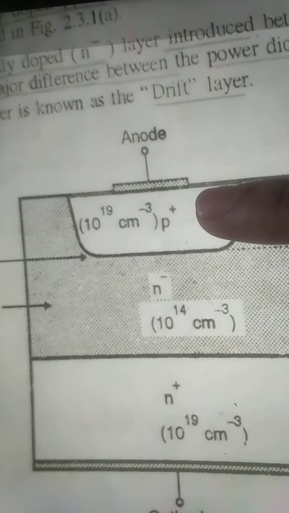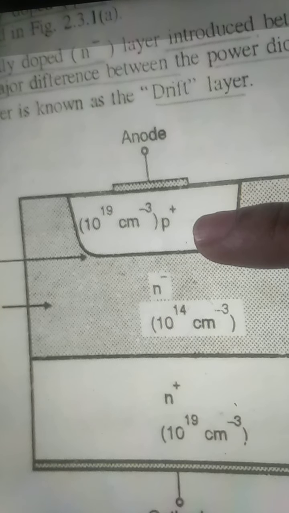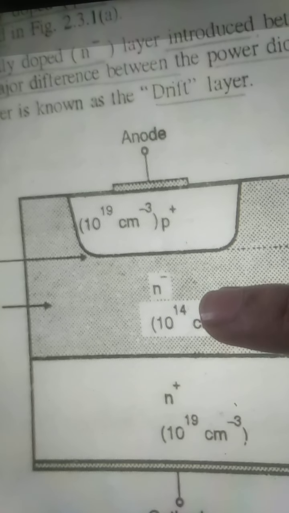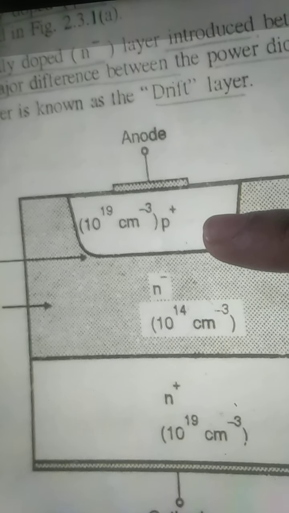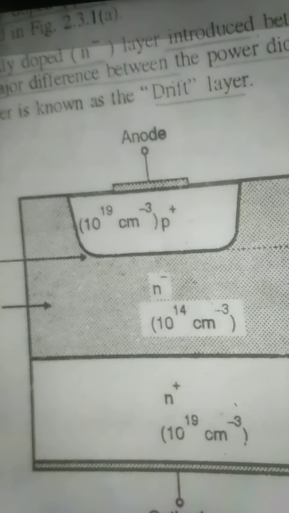Here p plus substrate is there. Again, n plus substrate is there. Then p plus material is there. And in between p plus and n plus, n minus material is sandwiched. So what is this p plus? P plus means that it is heavily doped.